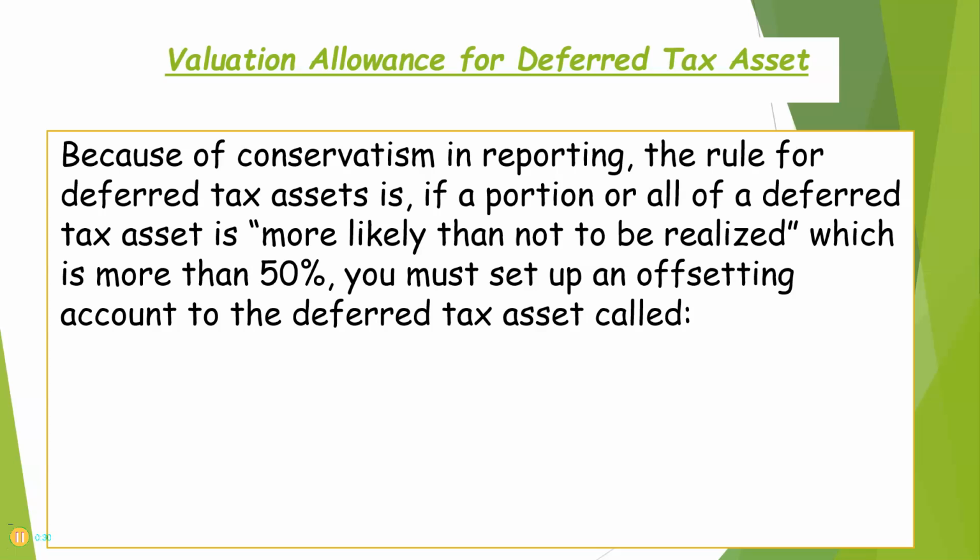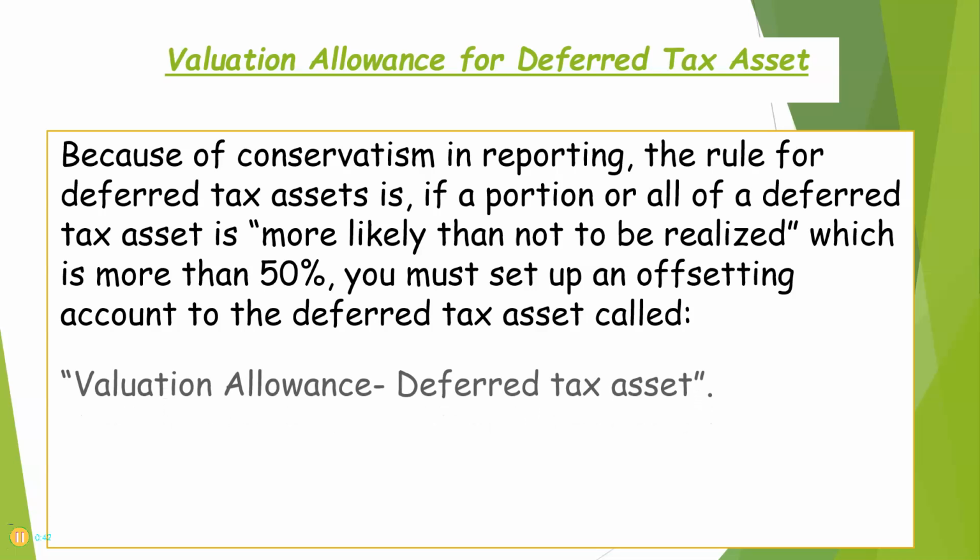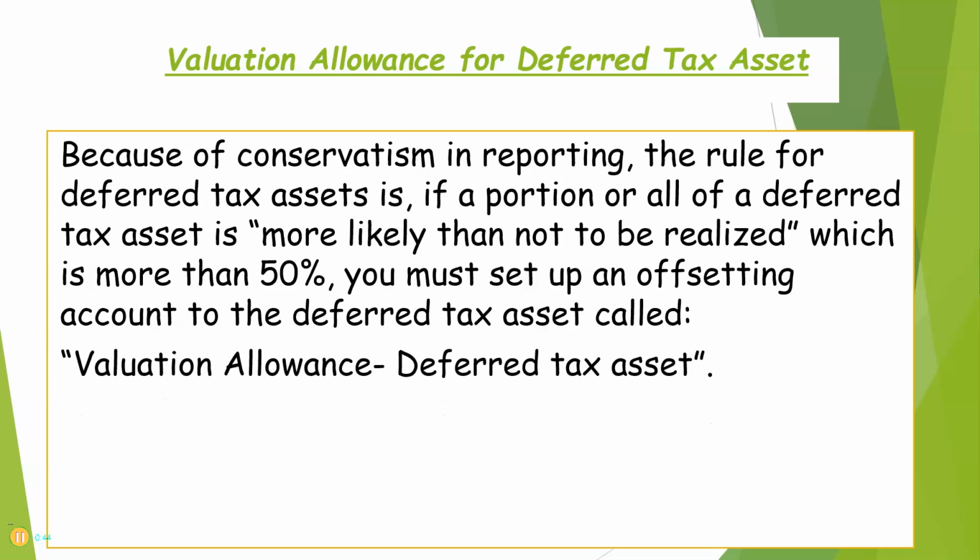And this would be true of a company, usually when you start having losses, especially if it's not right at the beginning of when the company starts. Chances of you recovering for that is not good. So we set up an account called Valuation Allowance Deferred Tax Asset, and it's a contra account. So let's take a look at an example.